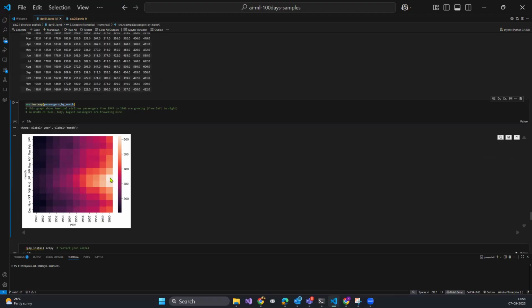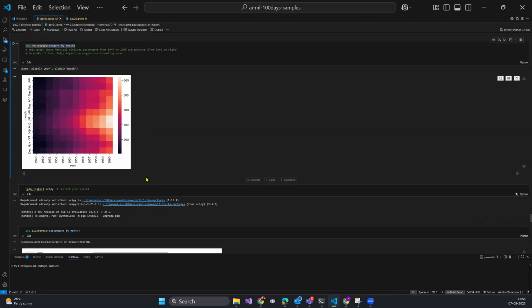Here, light color is higher. In these months, throughout all the years, most of the passengers travel. July is the peak month. June and July, July and August. These two are the peak months in the US, right?